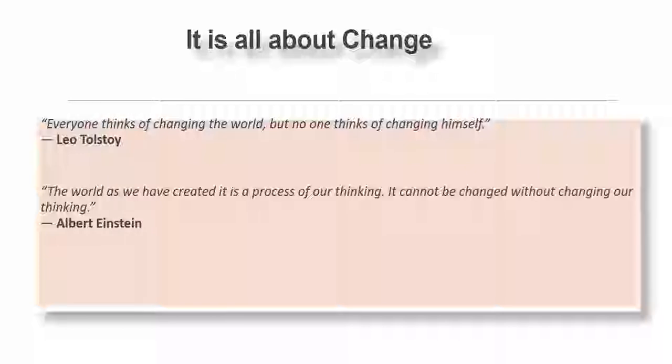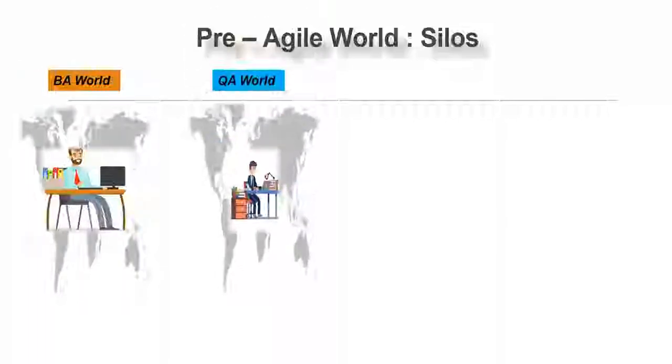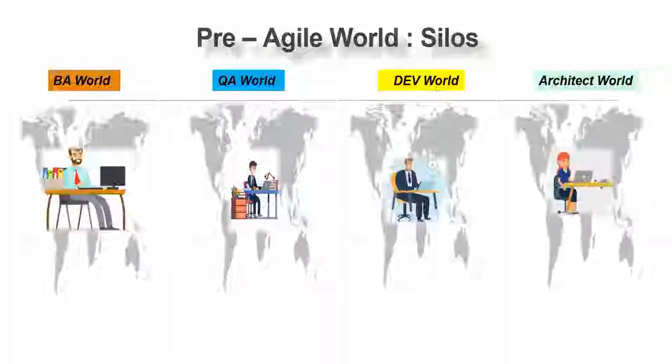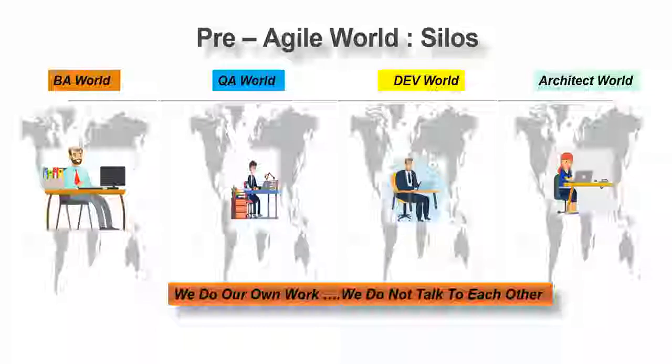So the change that we are talking about, what's the change that we are talking about? Before Agile came into being, this is the world that we lived in. We had BA, we had the QA, we had the dev world, we had the architect world, and all of us were working in silos.